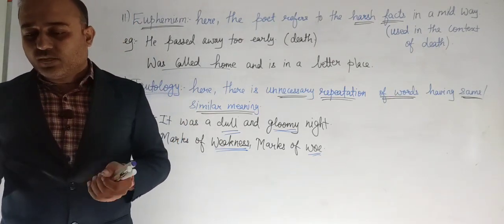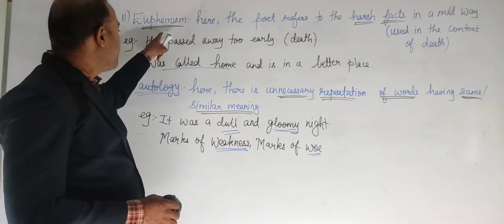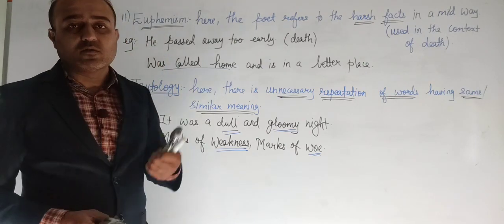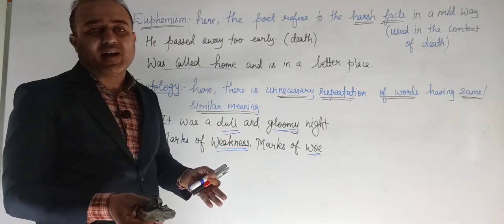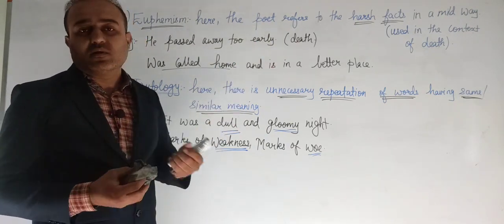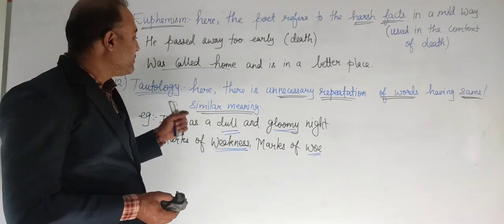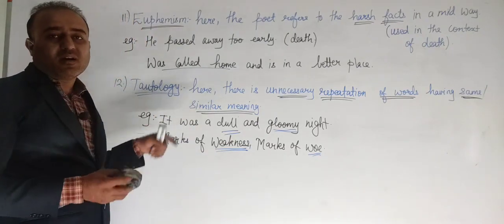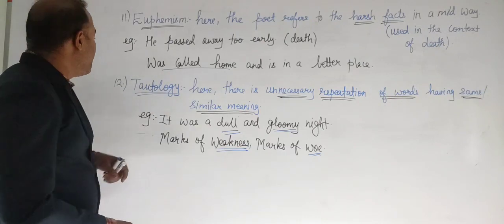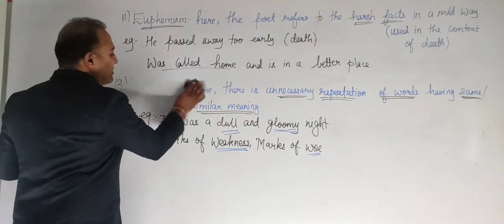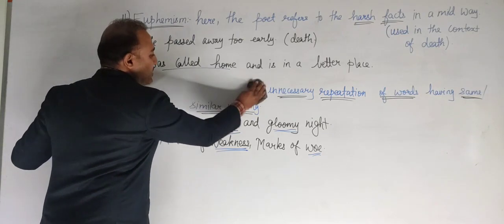Okay, so that's it. I hope you are able to understand what is euphemism. Euphemism means harsh facts which are expressed in a mild way. Again, it is used in the context of death, so that is euphemism. Tautology means unnecessary repetition of words having the same or similar meaning. So now let us proceed further and try to understand other figures of speech.